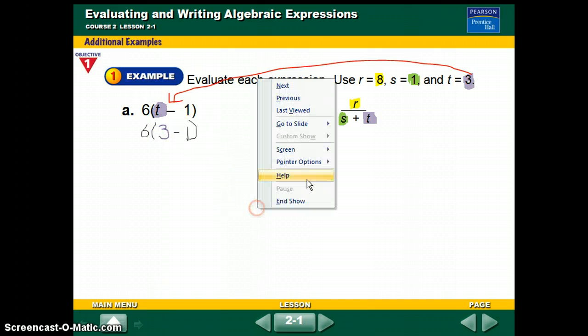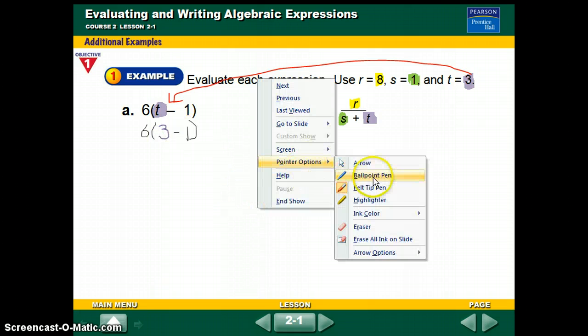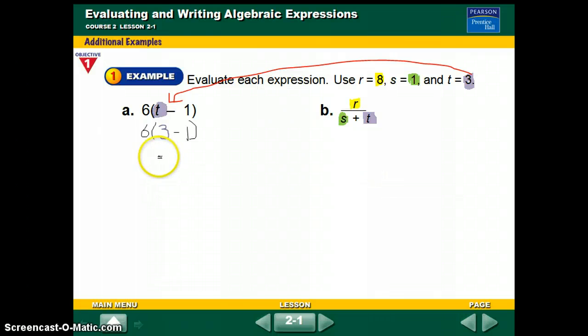So you notice how I didn't change the equation at all, except that I took the t out and put in 3. So what are we going to do now? Well, we still got the parentheses. We've still got the 6. What do you do first in this sort of situation? Remember order of operations? Please excuse my dear Aunt Sally. So P, parentheses. So we do that 3 minus 1. If we do that, we get 2.